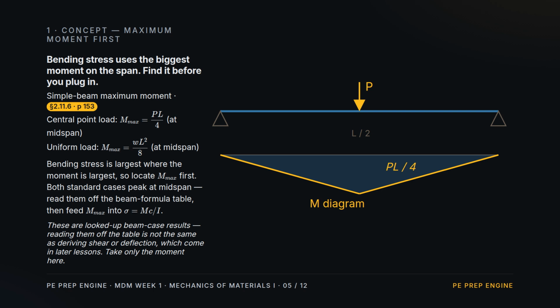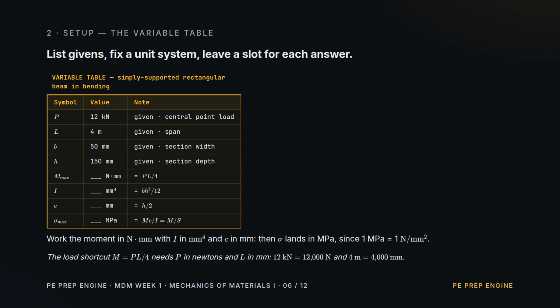Setup. Build the table. Load, span, width, and depth up top, then a blank with its formula for every unknown: the maximum moment, the moment of inertia, the outer fiber distance, and the peak stress. Then commit to one unit system. I'll work the moment in newton millimeters with the section in millimeters, so the stress lands directly in megapascals.